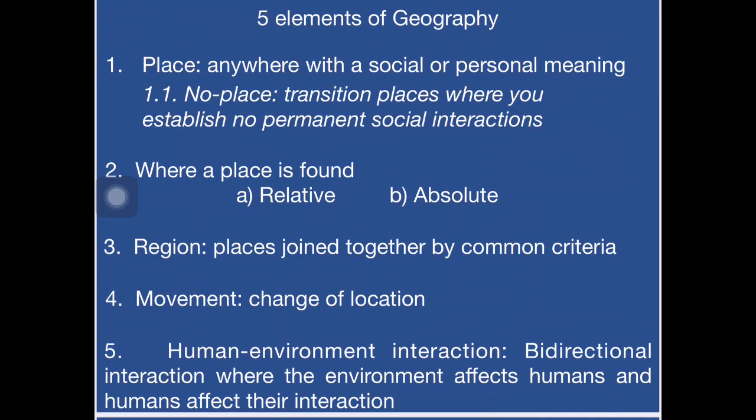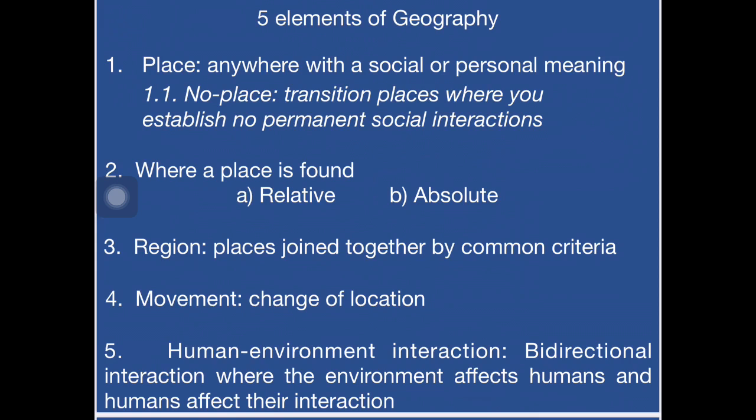So first element, place. The first element of geography is very related to the place of geography within science. Geography is mostly a social science. So this first very small thing that geography studies is anywhere with a social or personal meaning, because if we are going to care about studying a certain location, that is because it has some sort of social or personal meaning. That is why place has this type of definition. We wouldn't care about studying any location at all if it didn't have a social or personal meaning.